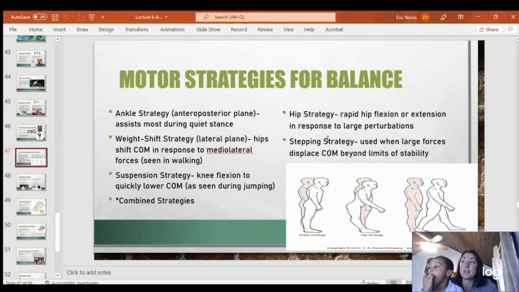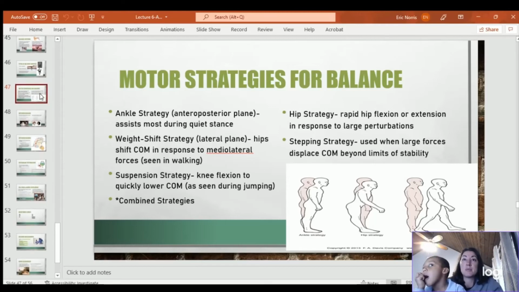And then stepping. If there's too large of a force for you to maintain your center of mass within that base of support, then you are going to step in order to maintain your balance, as you are outside of your limits of stability. Now, most of the time as we're balancing, as we're standing, we're using combined strategies. There's a lot of different strategies put together to help us stay upright.